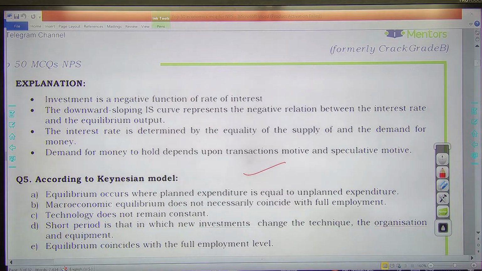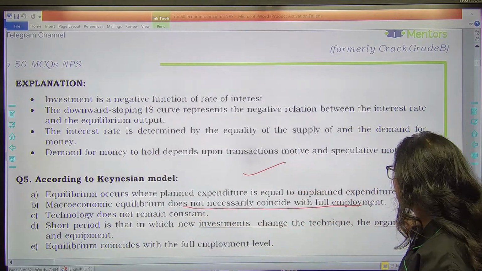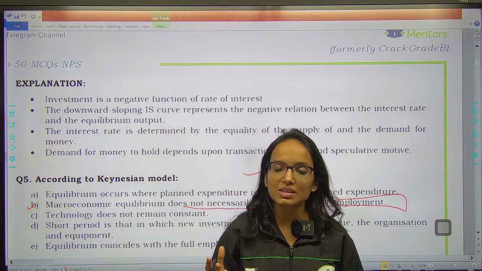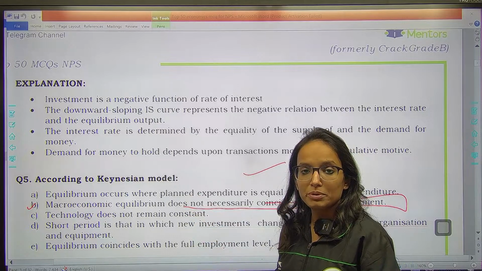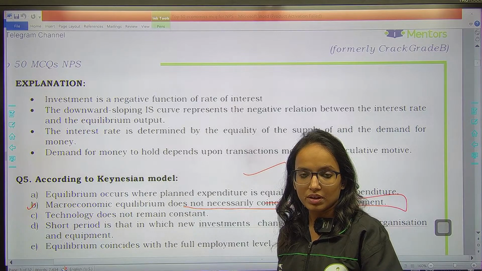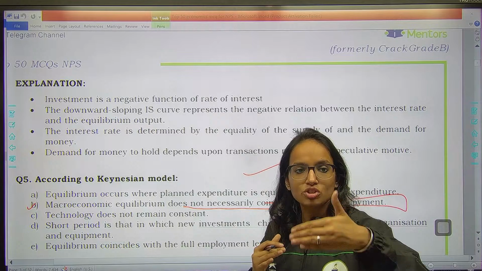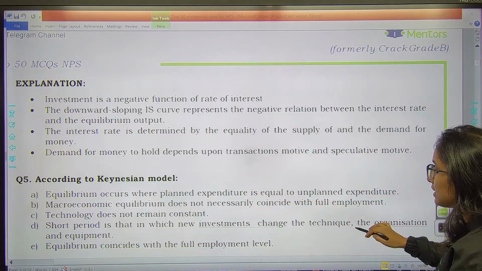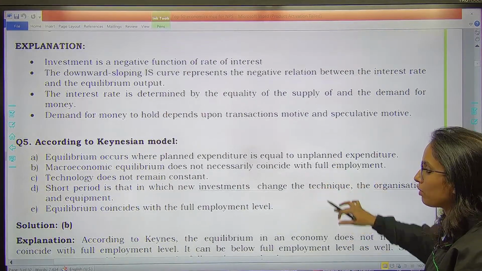Okay, Shefali, you are saying B. B says macroeconomic equilibrium does not necessarily coincide with full employment. Yes, B is the right statement. If you remember, Keynes' theory says that it is not necessary that macroeconomic equilibrium coincides with full employment. That might happen at a lower than full employment level also, so that the economy has a potential to grow. So B is true. Keynes says that macroeconomic equilibrium does not necessarily coincide with full employment levels.